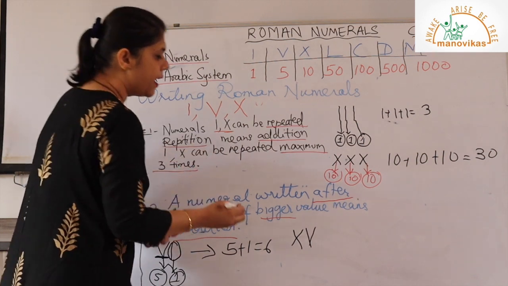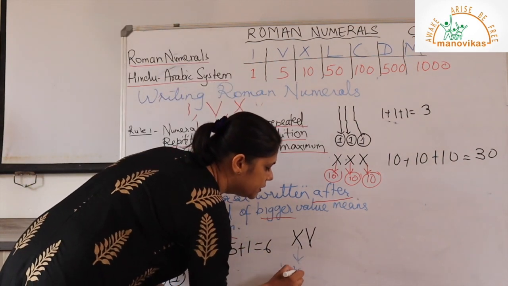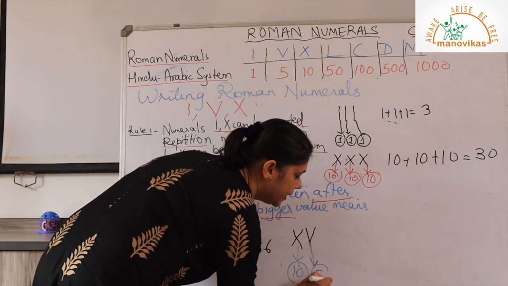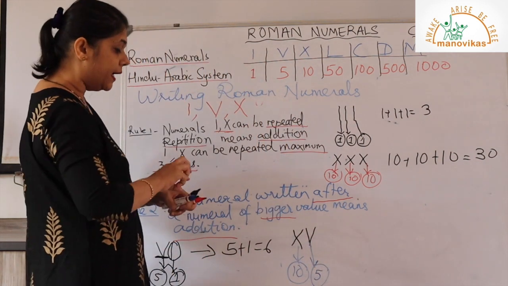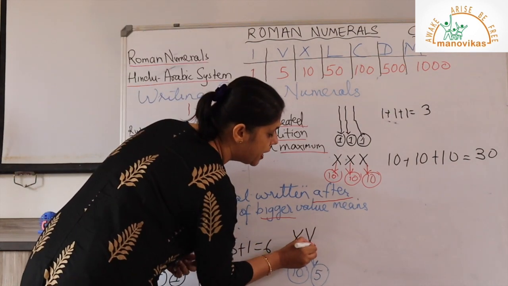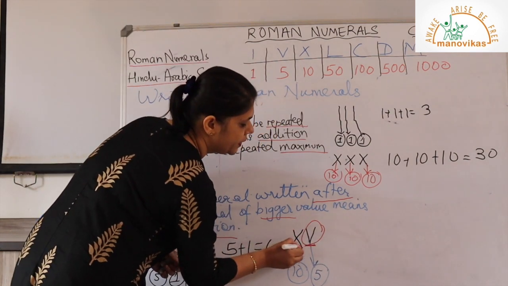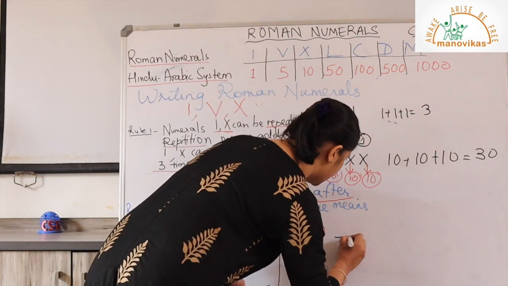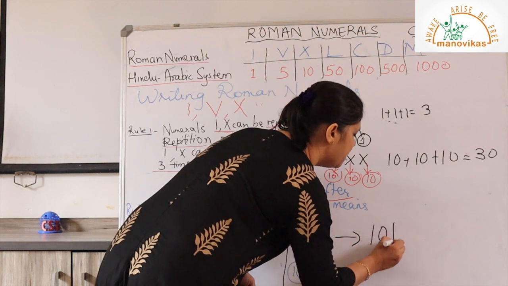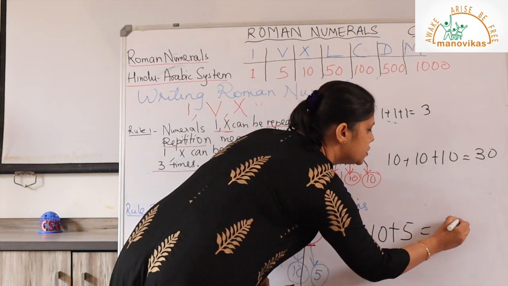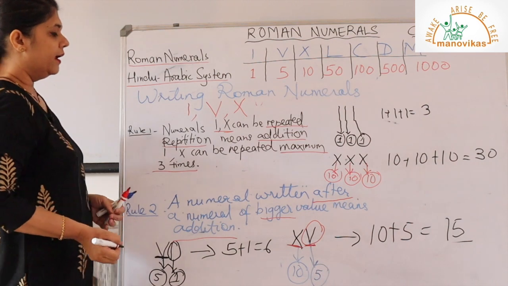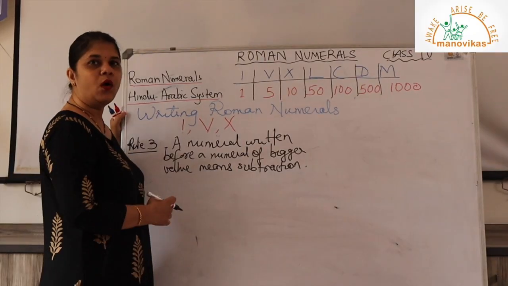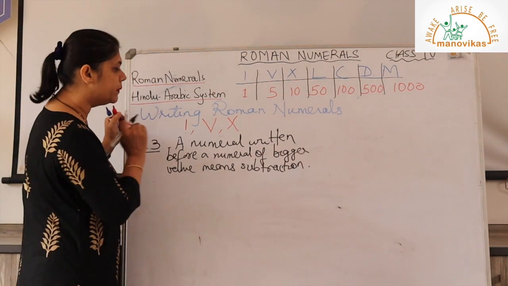Here again, X stands for what, children? 10, correct? And V stands for 5. So now again, if you see, this V is written after X, which has a bigger value. So what will be this number? This number will be 10 plus 5 equals 15. Is it clear? So this is the second rule.